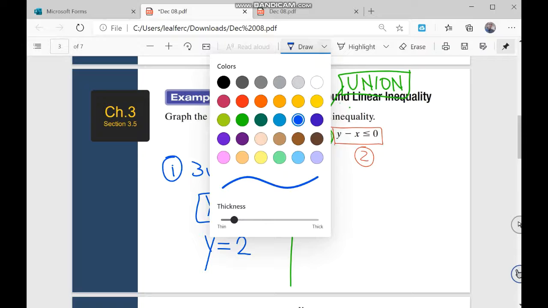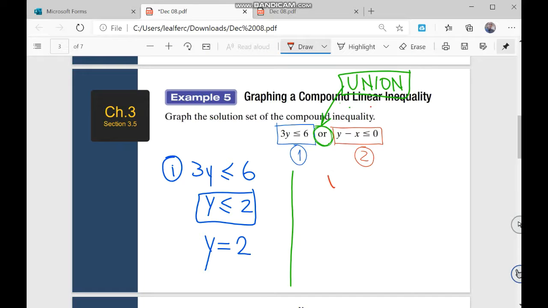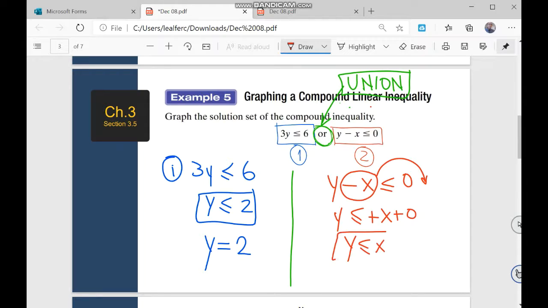Now the next inequality, y minus x less or equal than 0. Solve for y. Let's move this negative x to the other side. Y is less or equal than positive x plus 0. That means y is less or equal than x. This is the other inequality that we're going to graph, and the related equation is y equals x.